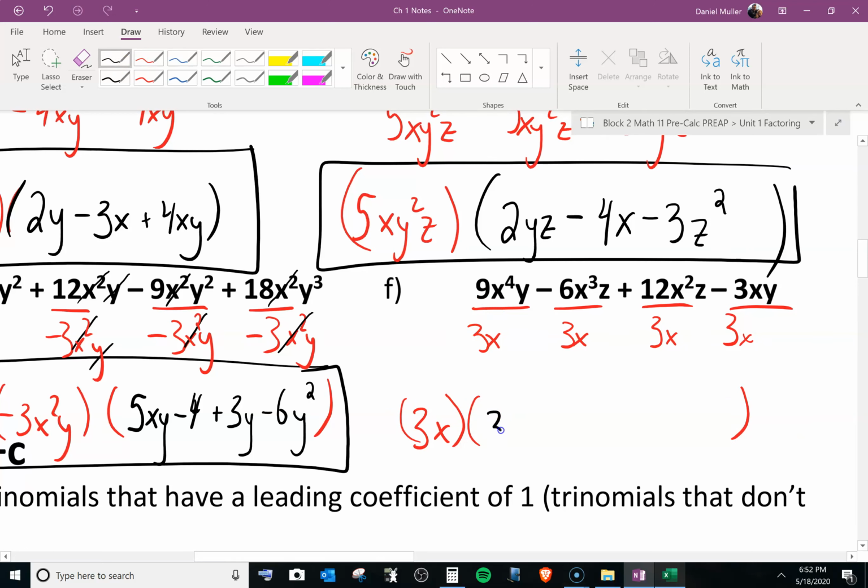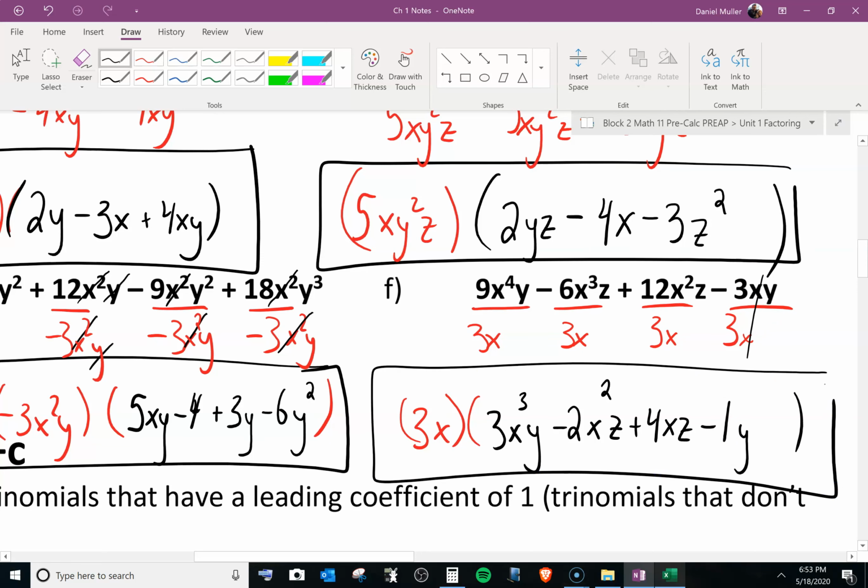9 over 3 is 3. There's 3 extra x's, x cubed on top, and there's a y. 6 over 3 is negative 2. There's an x squared on top and a z. 4, there's an extra x on top and a z. And negative 1, the x's are gone, an extra y.